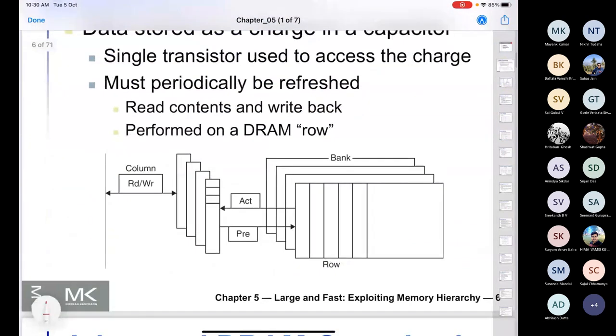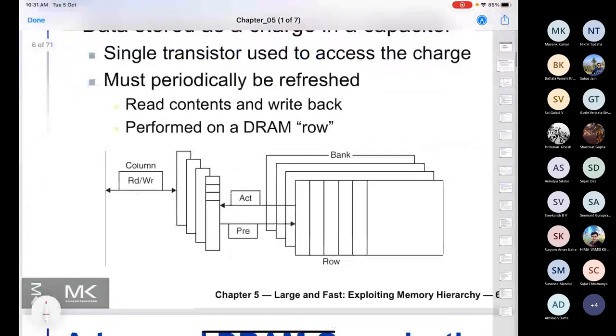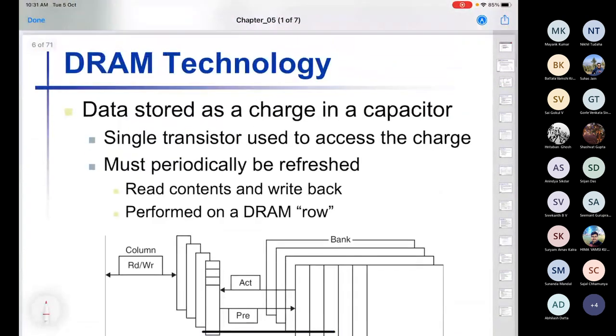So let us just go through some basics of DRAM and hard disk drive. And cache memory we will study in detail, maybe not in today's class, later on.